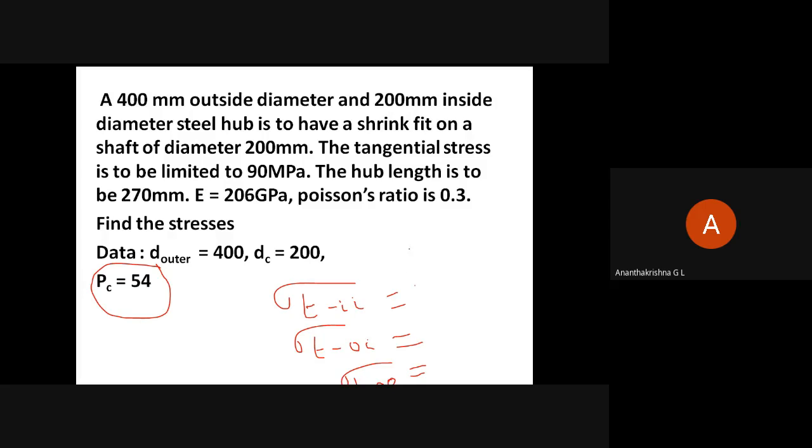What is the stress at other different locations? Minus 180, minus 63 and 60. So those are compressive stresses, okay?